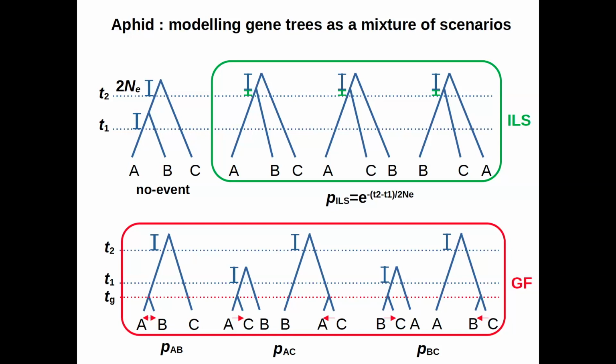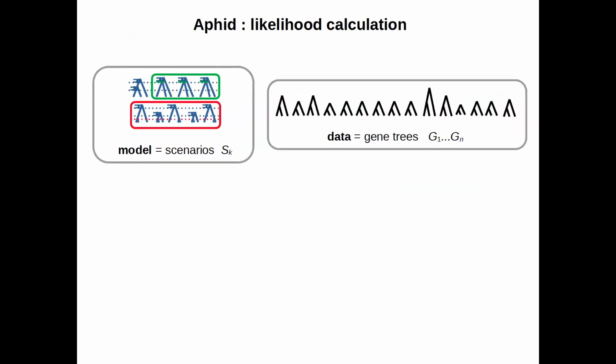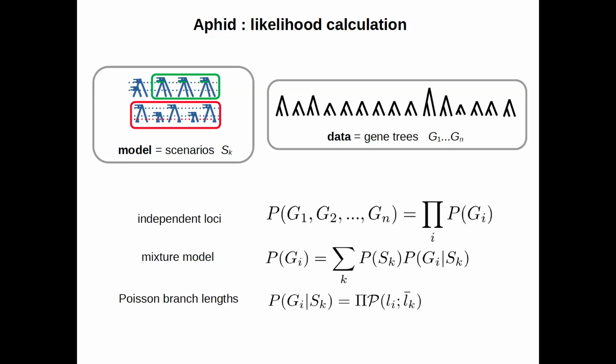So in the next slide, I'm showing how we calculate the likelihood under AFID. The model is this set of scenarios parameterized by the parameters I was just mentioning. And the data is the set of rooted gene trees with branch lengths, and three species. To calculate the likelihood, we first write, in the next slide, that the likelihood of the whole data set is the product of the likelihoods of every gene tree. Then the likelihood of a particular gene tree is written as a linear combination across scenarios.